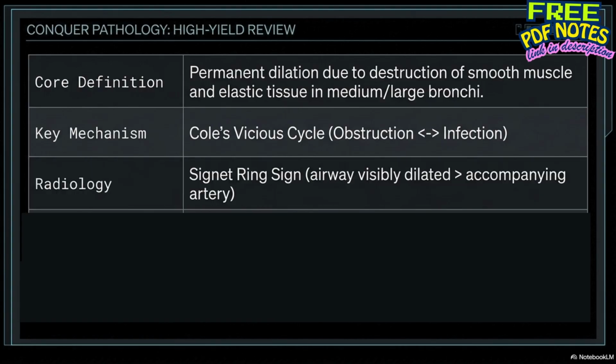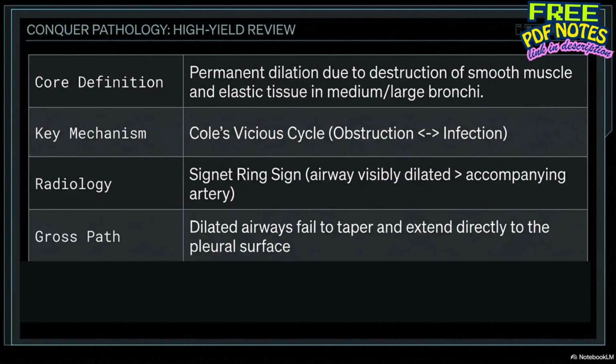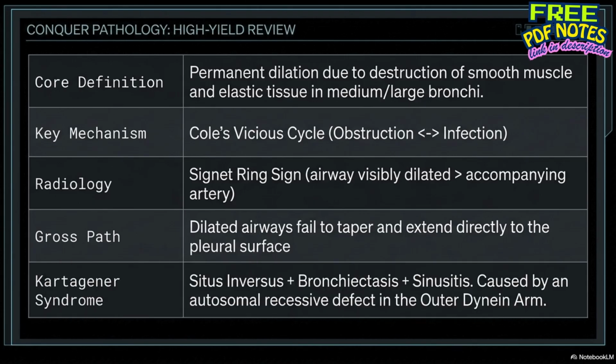Radiology: look for the signet ring sign, where the airway is visibly more dilated than its accompanying artery. Gross pathology: the dilated airways fail to taper and extend directly to the pleural surface. Cartagena syndrome: remember the triad of situs inversus, bronchiectasis and sinusitis. It is caused by an autosomal recessive defect in the outer dynein arm.